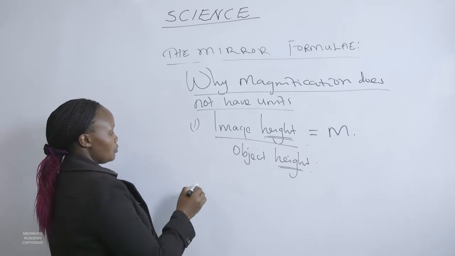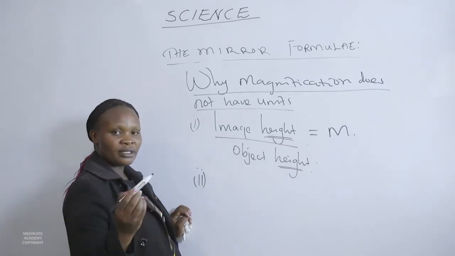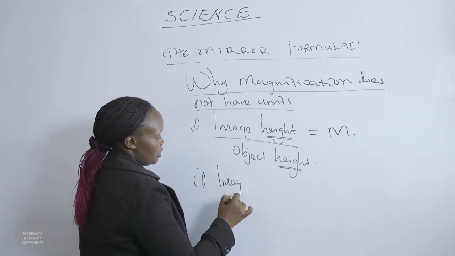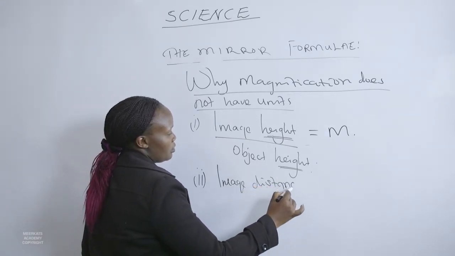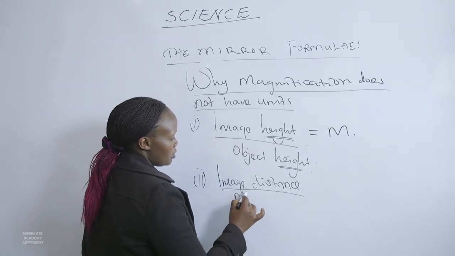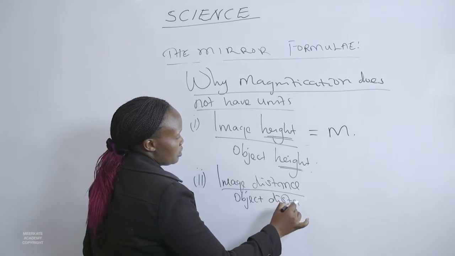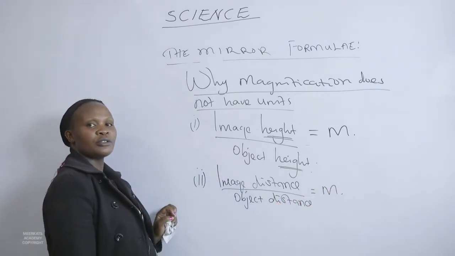Number 2, we have image distance over object distance, giving us magnification.